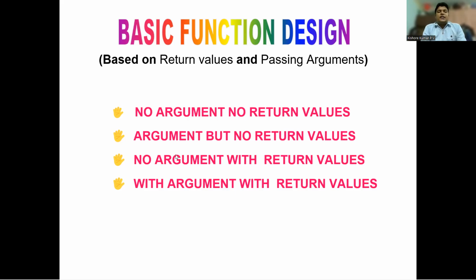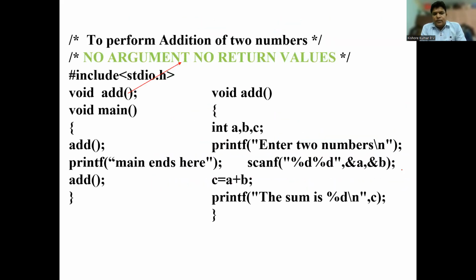If you clearly observe, these are the 4 function designs which we are using in functions in C programming language. Let us discuss each one with an example. Taking one example that is very easy, addition of 2 numbers, performing this program using the basic function designs. Each and every basic function design we are going to discuss.